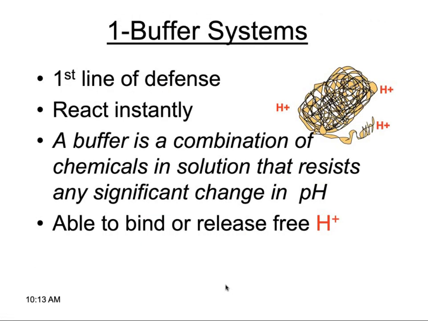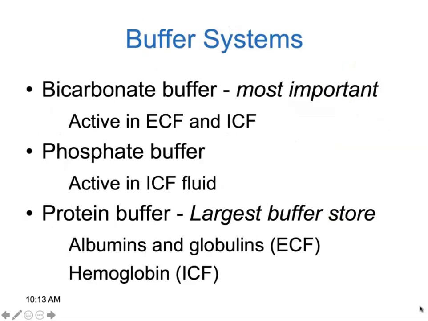So let's take them one by one. The first one is your buffer system. As I said, it is the first line of defense. It reacts instantaneously, and that's why immediate changes in pH are detected by buffers within our body. And as you know, a buffer is a combination of chemicals in solution that resists any significant change in pH. So they are able to bind or release free hydrogen.